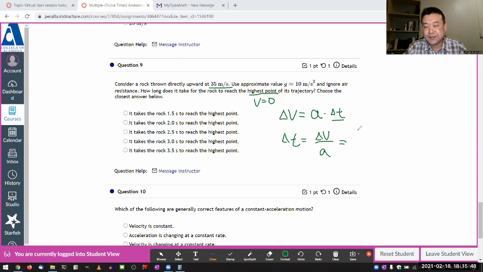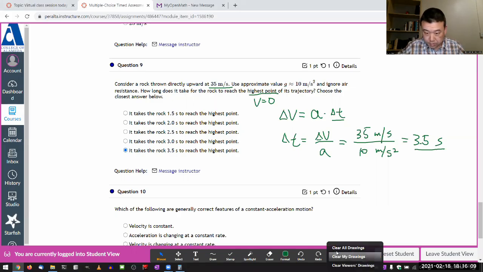So my change of velocity is going to be 35 meters per second. My acceleration, the magnitude, is 10 meters per second squared. So work this out, you get 3.5 seconds. It takes around 3.5 seconds to reach the highest point.